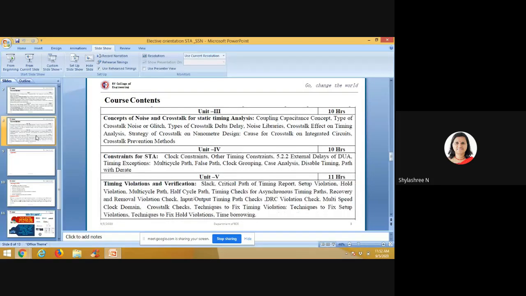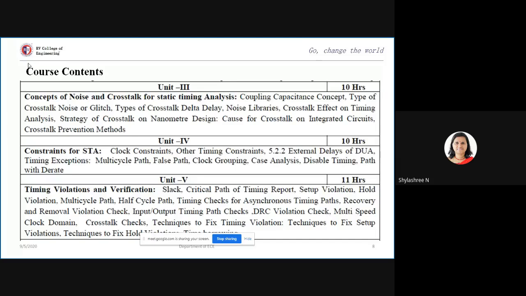So what is next is the concepts of noise and crosstalk for static timing analysis. In this, we are going to discuss the coupling capacitance concept, the types of crosstalk noise or glitch, the types of crosstalk delta delay, noise libraries, crosstalk effect on timing analysis, strategy of crosstalk on nanometer design, the causes of crosstalk on integrated circuits, and crosstalk prevention methods.